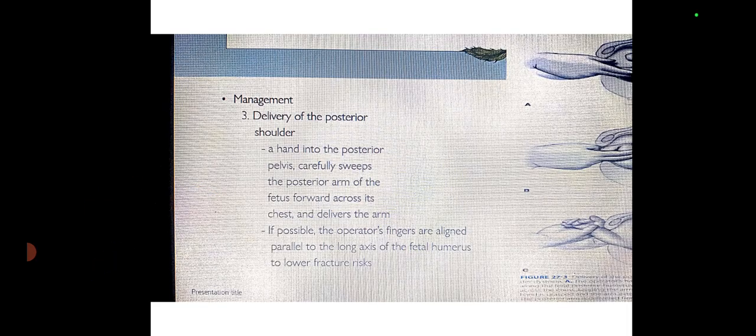Delivery of the posterior shoulder. A hand into the posterior pelvis carefully sweeps the posterior arm of the fetus forward across its chest and delivers the arm. If possible, the operator's fingers are aligned parallel to the long axis of the fetal humerus to lower the fracture risk.